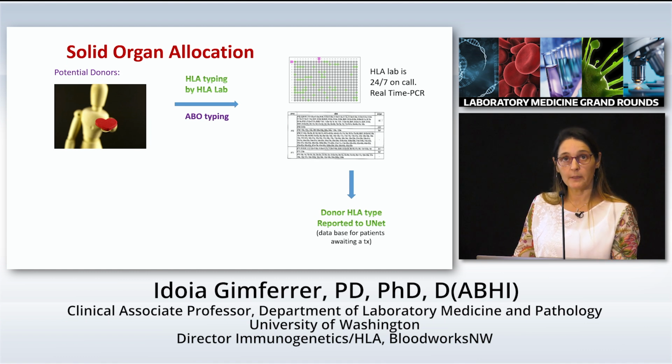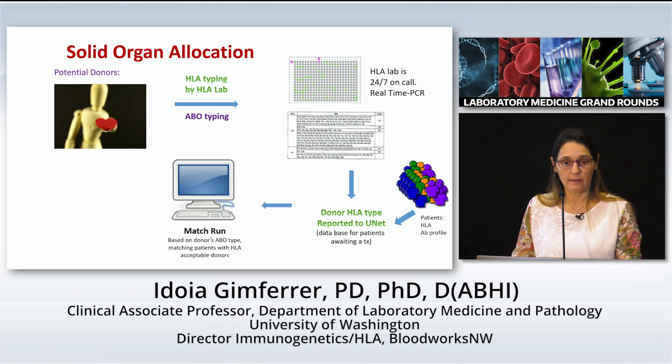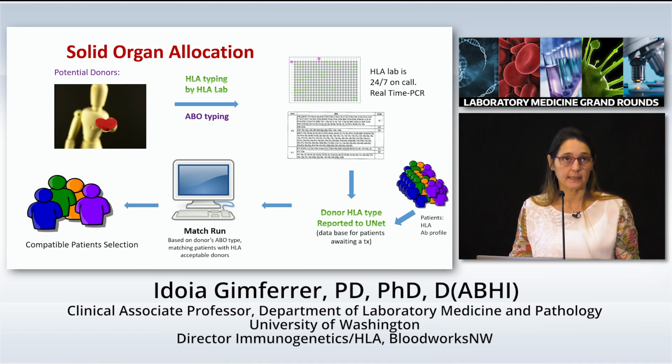Then this donor type is introduced in UNet. UNet is the website, the database for all the transplants in the United States, where all the patients are listed, with all the information about the HLA typing, antibodies, and other things like size, weight, what kind of organ they need, and characteristics that they accept on the organ. And then there is a match run, where the donor type is crossed with the whole database of recipients, and a group of recipients is selected.